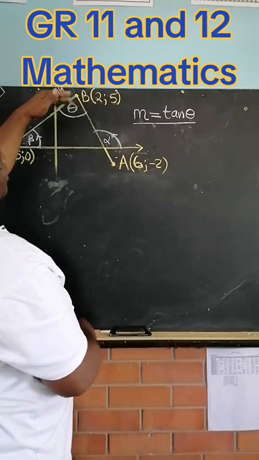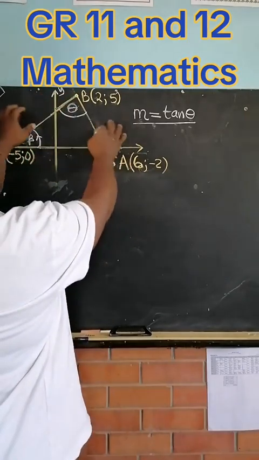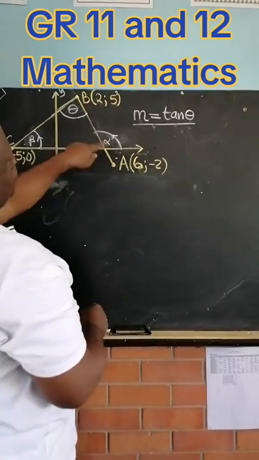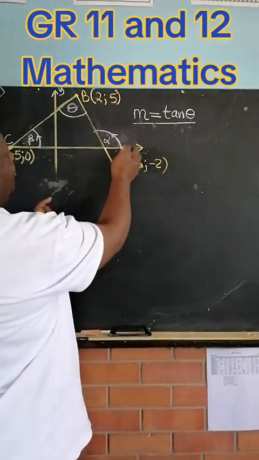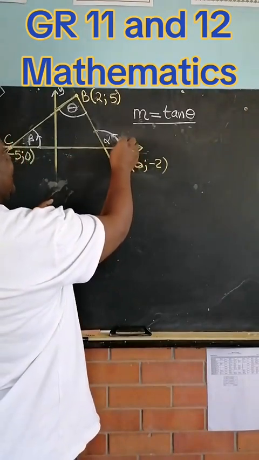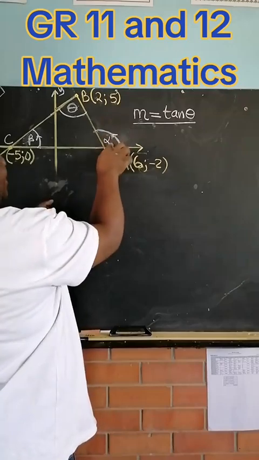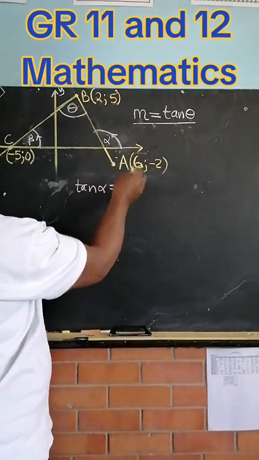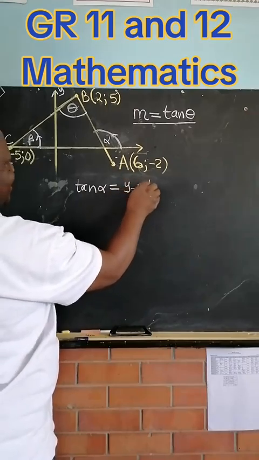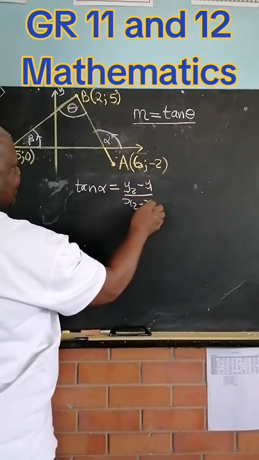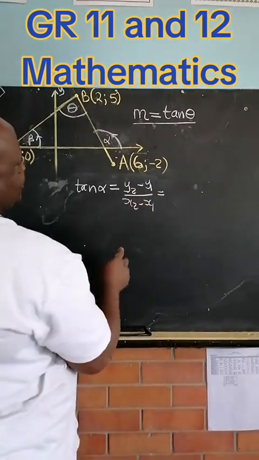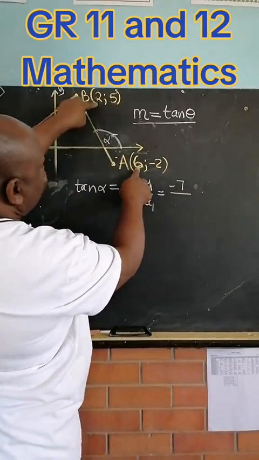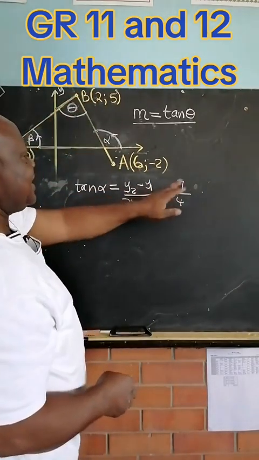There is no direct way of getting that angle theta except via finding the angles of inclination of those two lines to the x-axis. So we must first of all find the angle alpha, an angle measured from the x-axis in the anti-clockwise direction. So this is the angle alpha. Its tan is equal to the gradient of the line, y2 minus y1 over x2 minus x1, which is negative 2 minus 5, which is negative 7, over 6 minus 2, which is 4. So the gradient is negative 7 over 4.